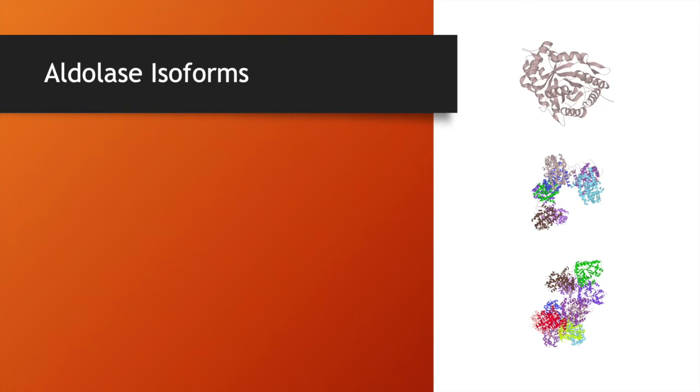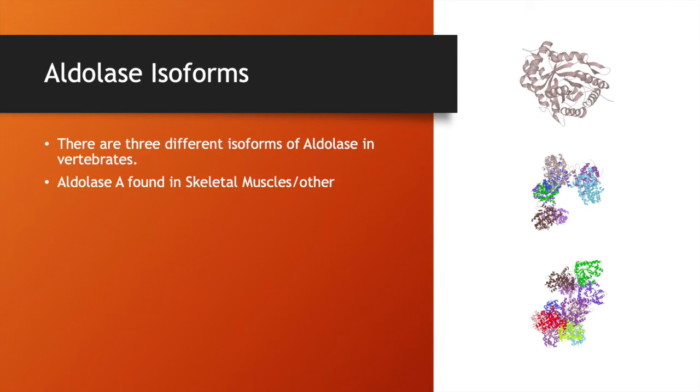And next, we are going to talk about the different aldolase isoforms. So in vertebrates, there are 3 different isoforms of aldolase. The first type is called aldolase A, found in skeletal muscles, erythrocytes, and other cells. So here's a model of aldolase A.